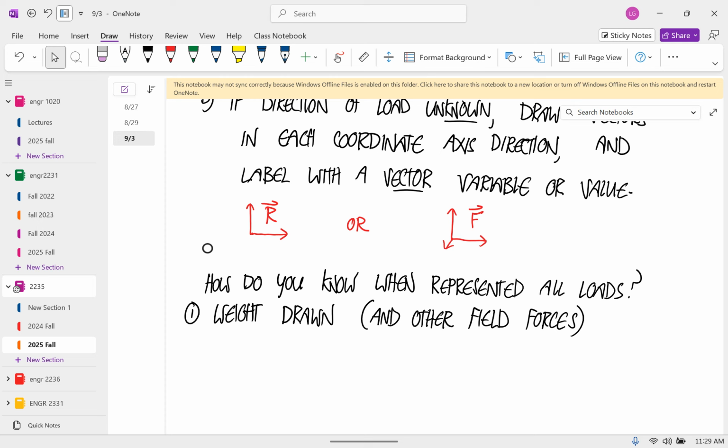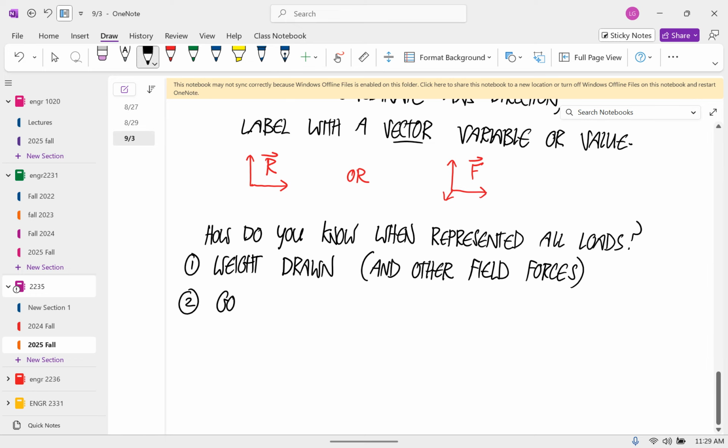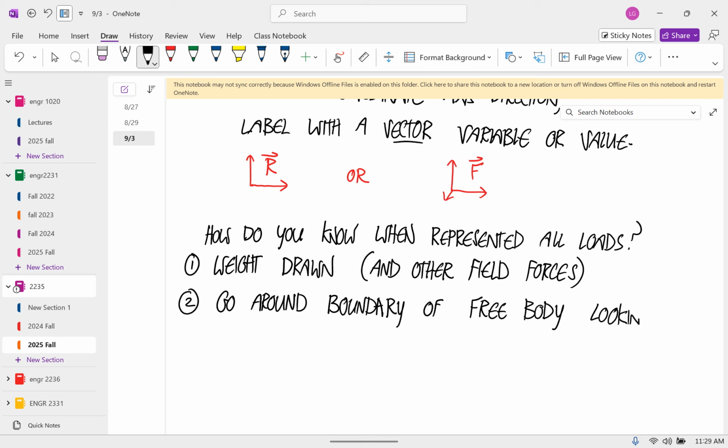And then once you've done that, the only other type of loads are due to contacts with the surroundings. So just mentally go around the boundary of your chosen object. So go around the boundary of the free body, looking for points of contact with the surroundings.